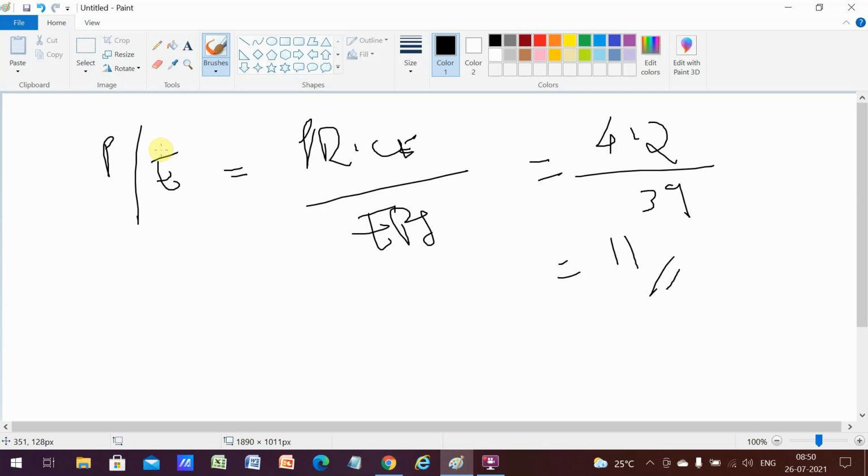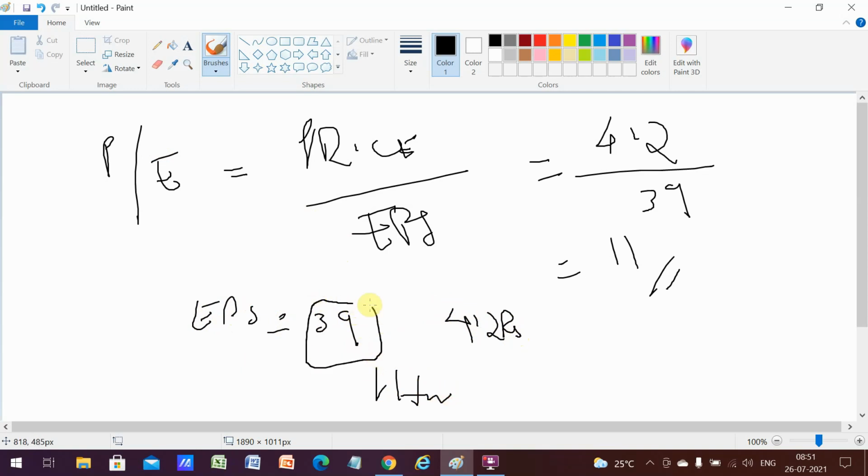So what does the PE ratio signify? Whether it is low or high, what does it tell you? It tells you that the earnings for that particular share is 39 rupees, but if you want to buy it, you are going to pay 412 rupees to purchase that share. So you are paying 11 times what the company is earning per share. You are paying 11 times the profit it is making right now.